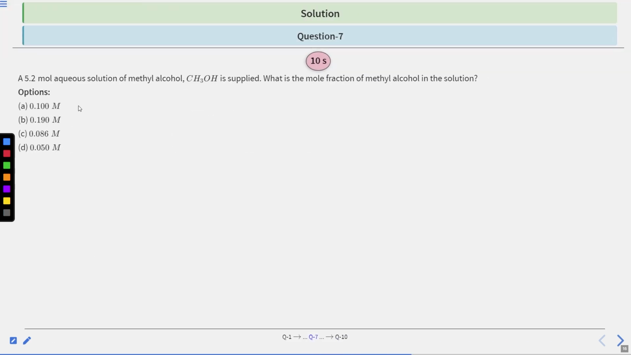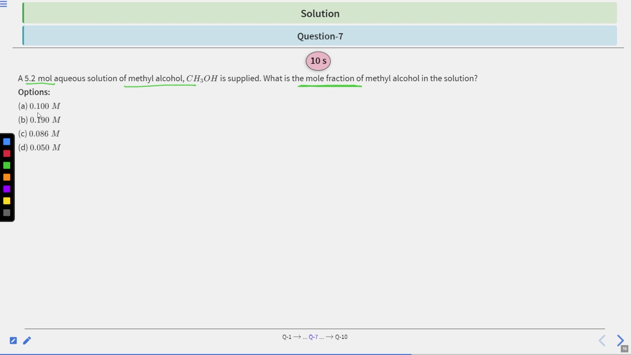So the next question is question number 7. A 5.2 molal aqueous solution of methyl alcohol is supplied. What is the mole fraction of methyl alcohol in the solution? So we have given the molal aqueous solution of methyl alcohol, and we have to find out the mole fraction of methyl alcohol present in the solution.